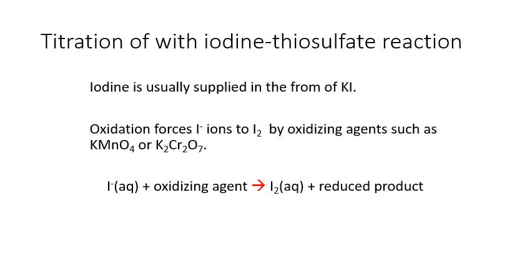Okay. Another example is the titration of iodine with thiosulfate. Okay, so iodine is usually formed from potassium iodide, and oxidation turns the iodide ion into iodine atoms or molecules by oxidizing agents such as potassium permanganate or potassium dichromate. Okay, iodide plus an oxidizing agent like potassium permanganate or potassium dichromate leads to formation of iodine, which of course you can then test with starch, plus a reduced product.